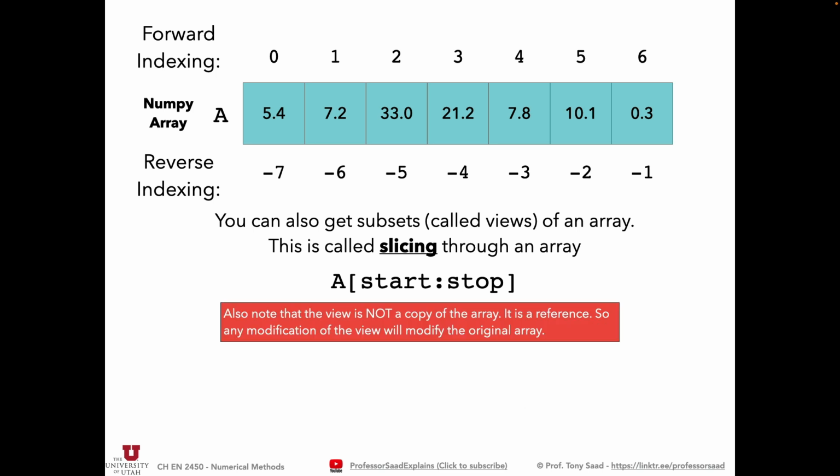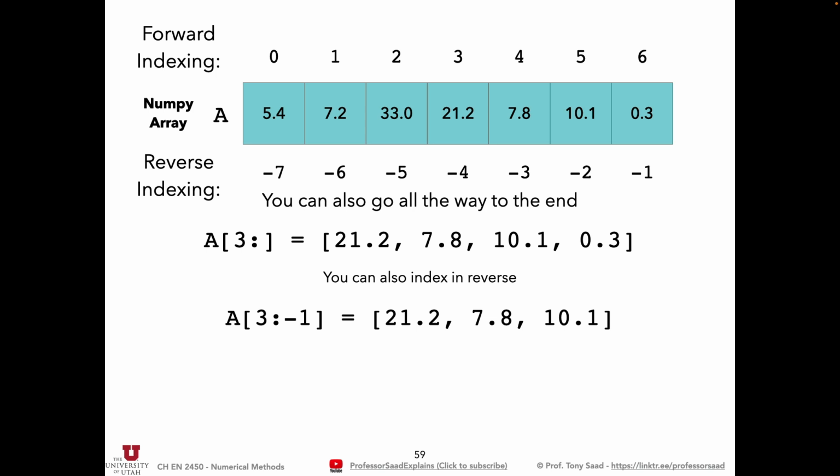Also note that the view is not a copy, like I said. It is a reference. So any modification of the view will modify the original array. Okay. Now you can go all the way to the end. What if I want from 3 to the end or 2 to the end? To get to the end, you put nothing at the stop. Okay? You go from start to the end. It gives you everything. Here from element 3, which is 21.2, all the way to 0.3.